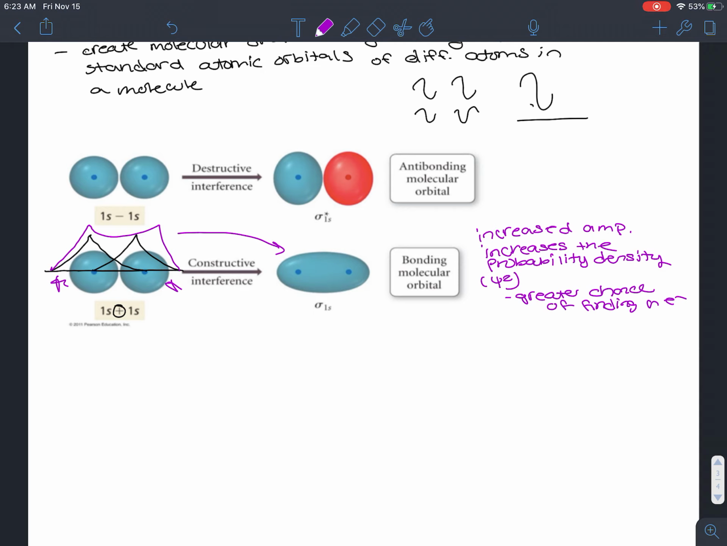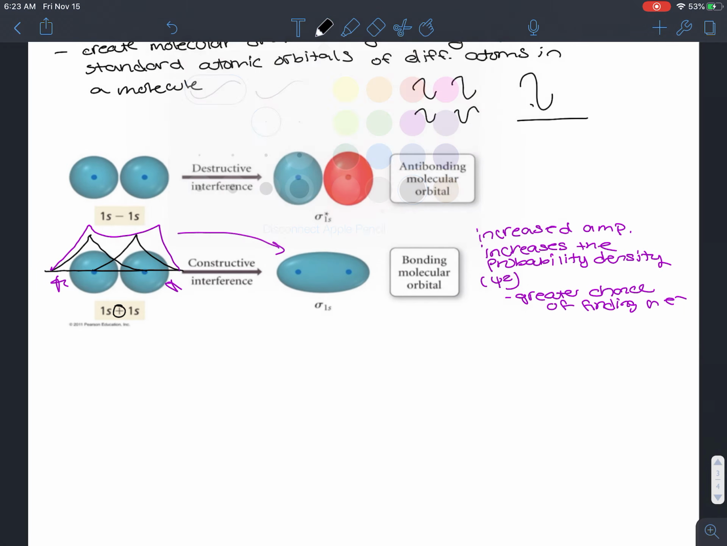Now, would you think that all of this great stuff here would make this higher in energy or lower in energy? This would be lower in energy because having a greater chance of finding the electron stabilizes the molecule. So the sigma 1s molecular orbital will be lower in energy than the atomic 1s orbital. Now, once you've combined those atomic orbitals, those no longer exist, and you only have the molecular orbitals. So that's bonding. Let's look at antibonding.